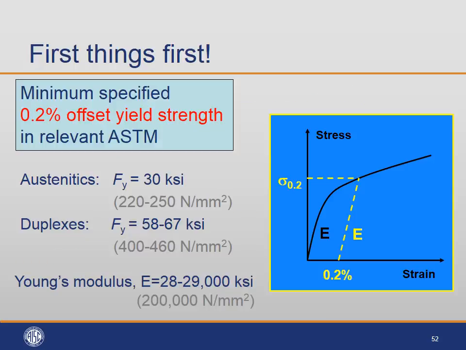A reminder, these are the design strengths you would be looking at: austenitics, an FY of 30 KSI generally, and duplexes between 58 and 67 KSI. So you'd see the same principles would apply that apply to designing high strength carbon steel. It's not always going to be possible to take full benefit of the higher strength if, for example, your design is governed, say, by deflection, or if local buckling kicks in.